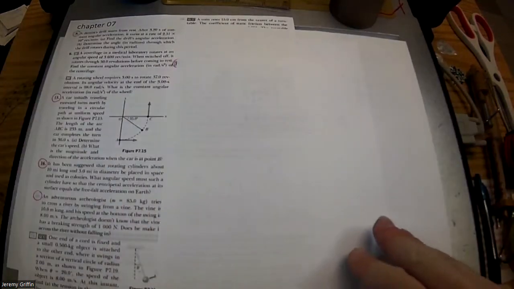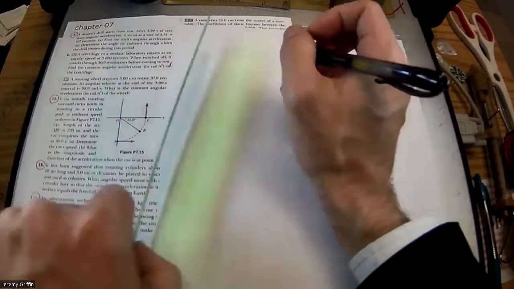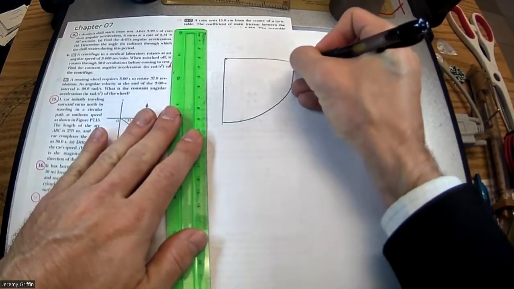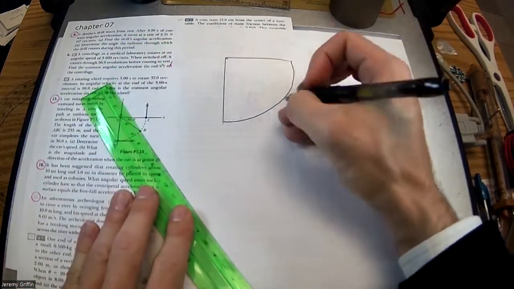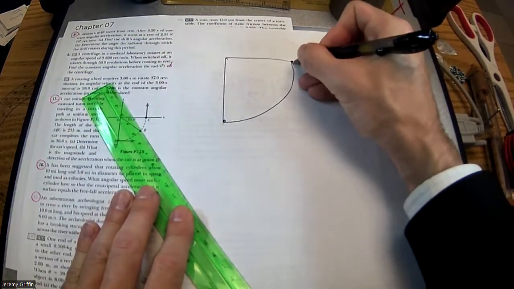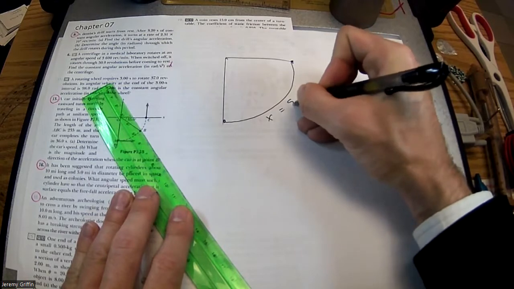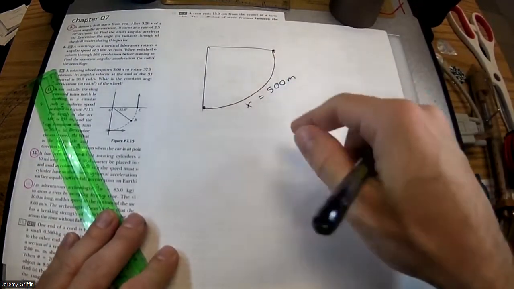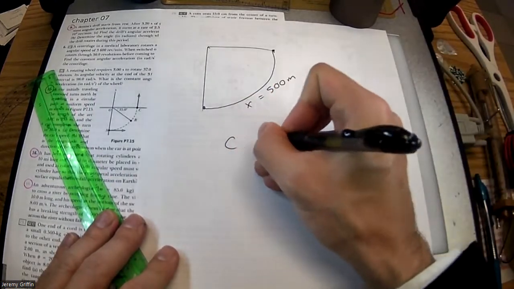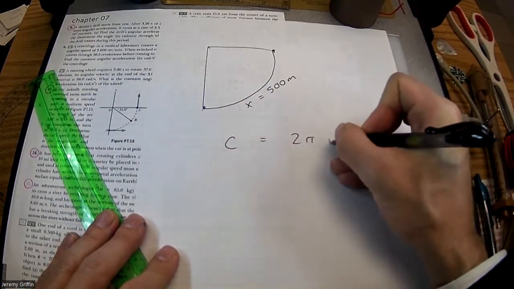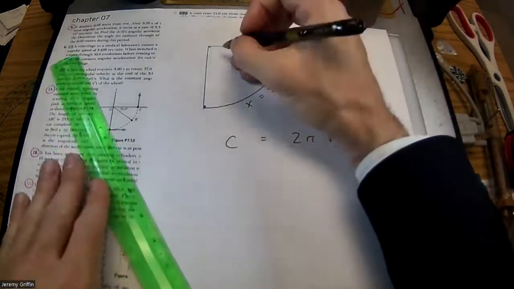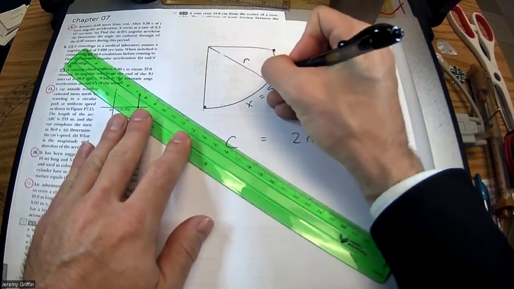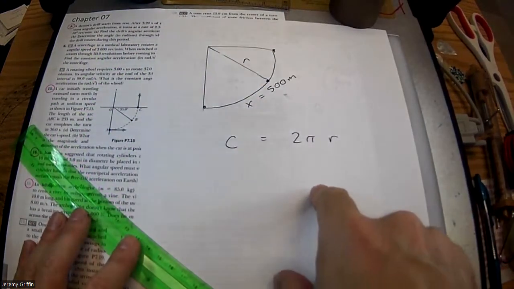Let me go off on another venture over here. I've got a quarter of a circle, and from here to here, I'm saying that this distance is 500 meters, different from your textbook numbers. That's just my numbers. So can I say circumference equals 2 pi r? And I would really like to know what this r is, so I can feed that into a formula. Isn't that true? I'd really like to know that r.